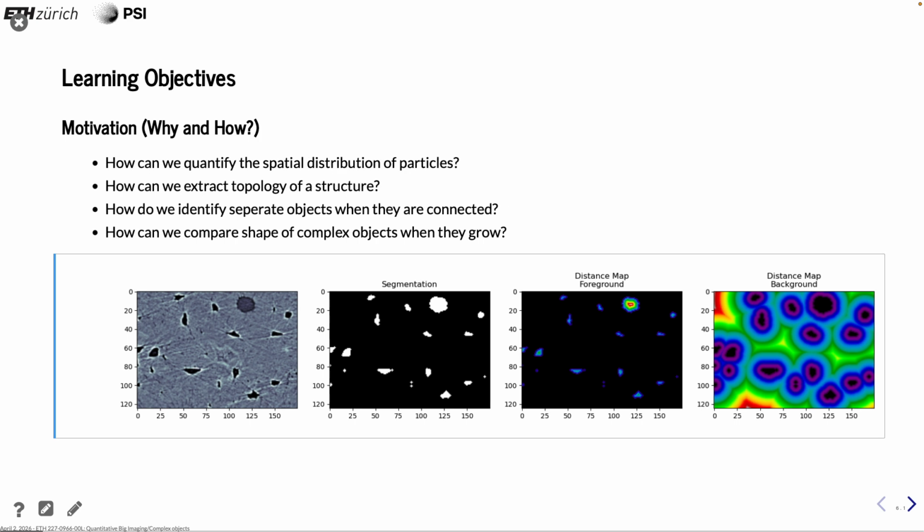So we have, again, our test images, and we want to find some distribution of particles, for example. Here you see we could do the segmentation, we could look at distance maps, but they don't really tell how these things are distributed relative to each other, and also maybe see how the distribution changes when the objects grow, etc. Those are tasks that we haven't really addressed yet.